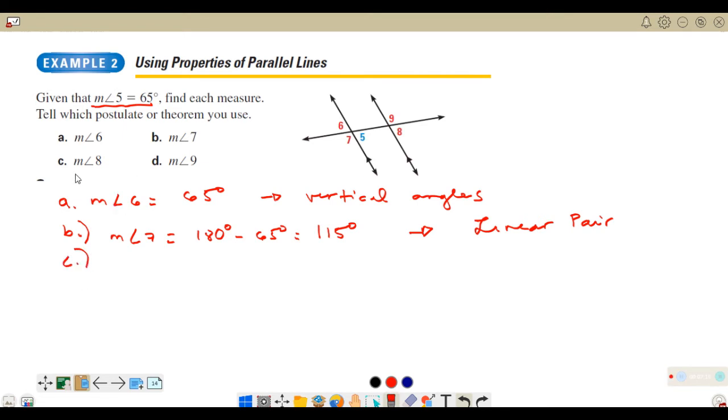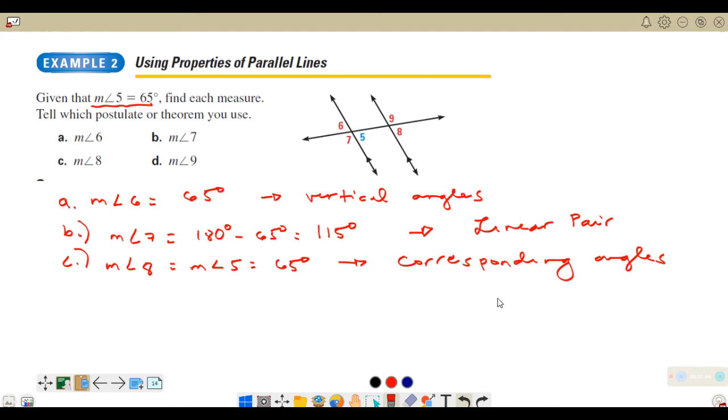Letter C, measurement of angle 8. Measurement of angle 8 is equal to the measurement of angle 5 din, which is equal to 65 degrees. Why? They are corresponding angles. So, by the use of the postulate on corresponding angles. Corresponding angles postulate.